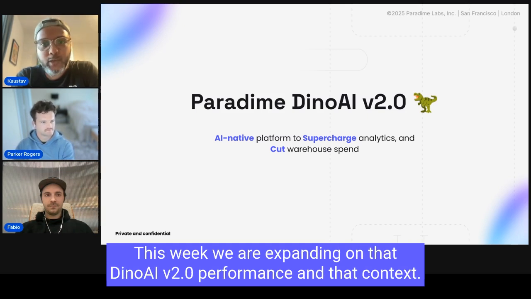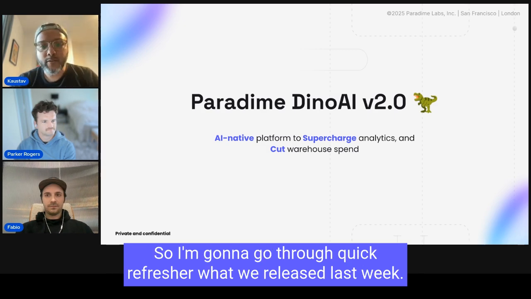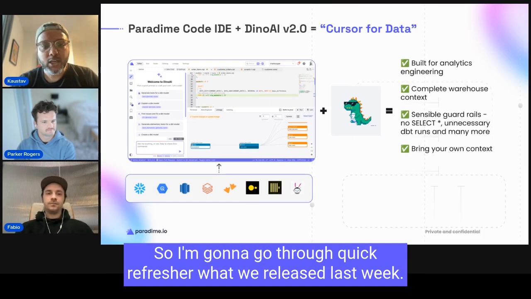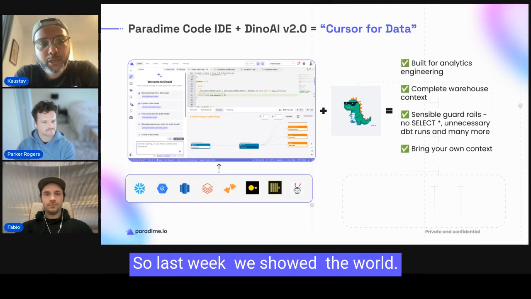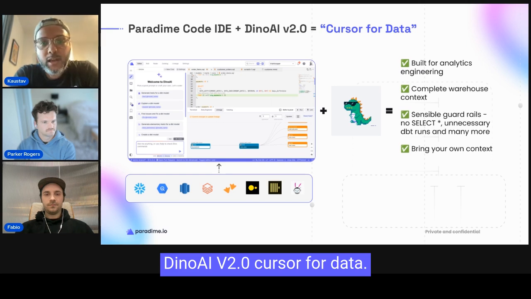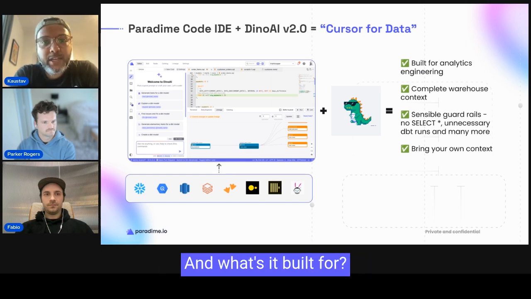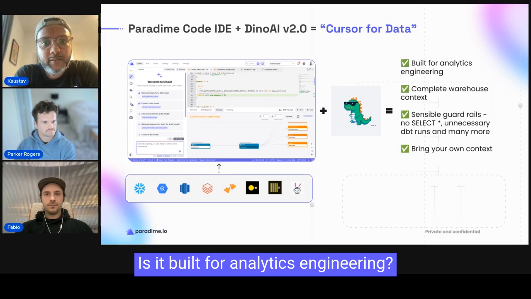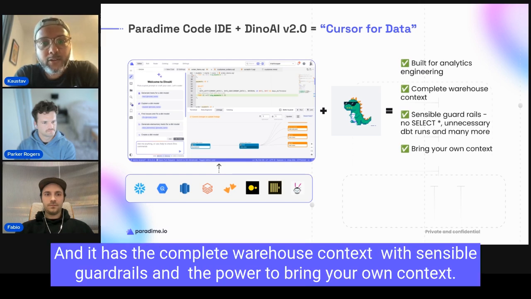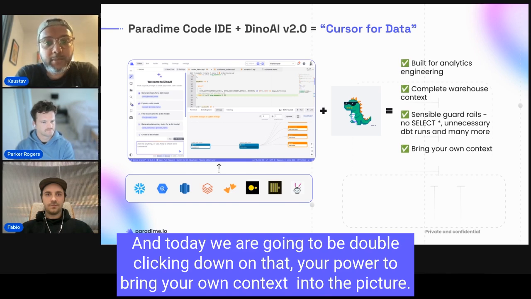Now, this week, we are expanding on that DinoAI v2 performance and that context. So I'm going to go through a quick refresher of what we released last week. Last week, we showed the world DinoAI v2, cursor for data, and it's built for analytics engineering. It has the complete warehouse context with sensible guardrails and the power to bring your own context. And today we are going to be double clicking down on that, your power to bring your own context into the picture.